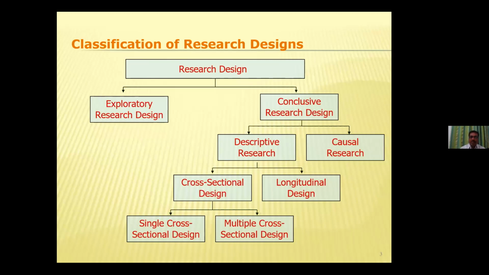What is descriptive research? Descriptive research describes what has happened. The researcher doesn't have any control over the independent or dependent variable. What is causal research? In case of causal research, we are going to examine the influence of independent variable on dependent variable, or we can predict the influence of independent variable on dependent variable. That is the main objective of causal research.